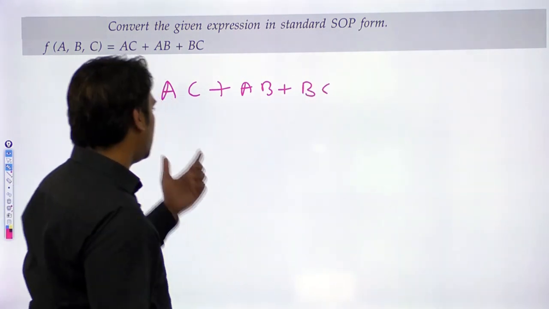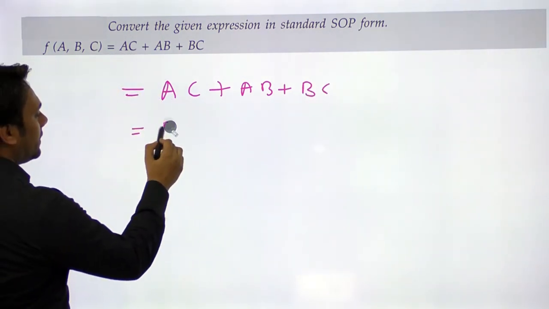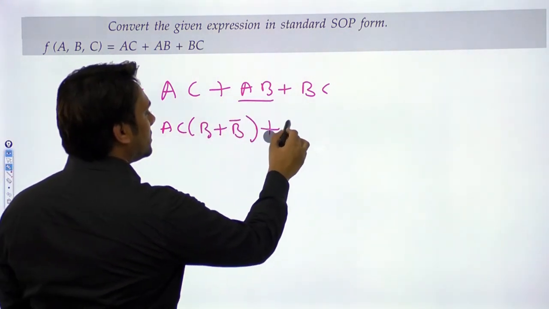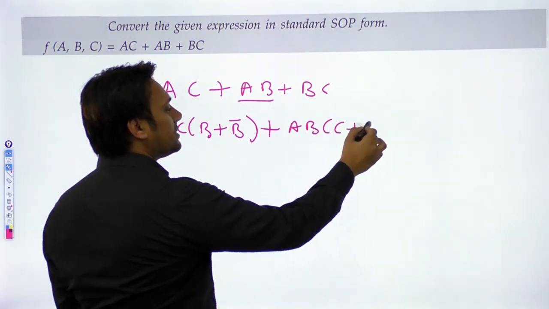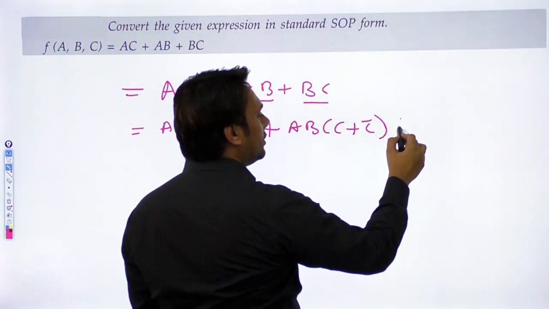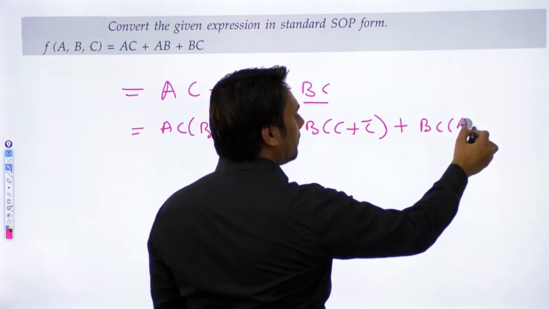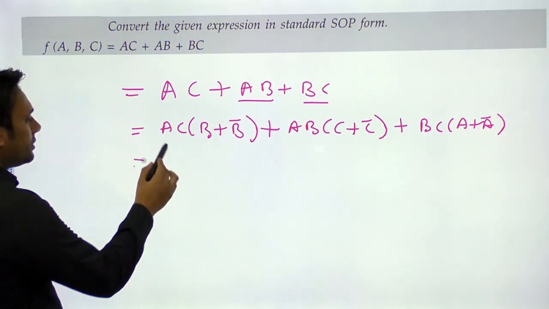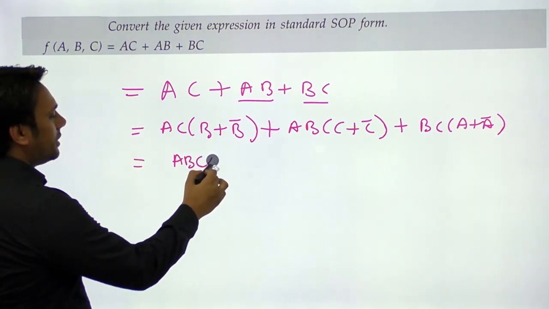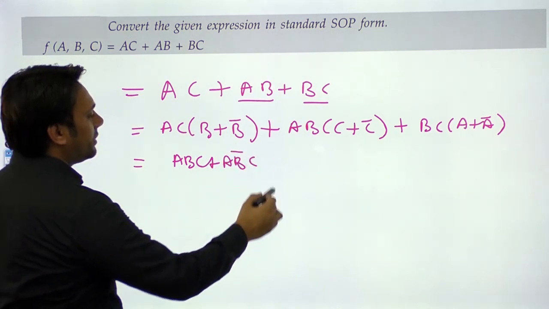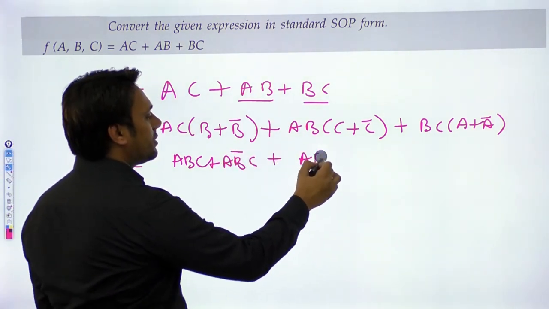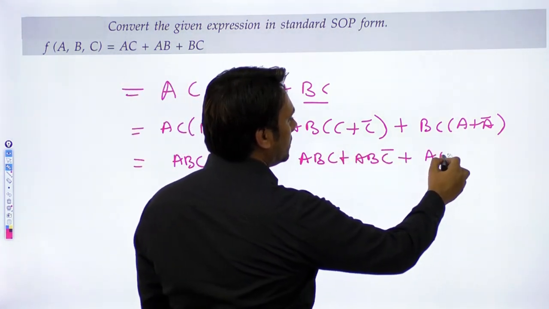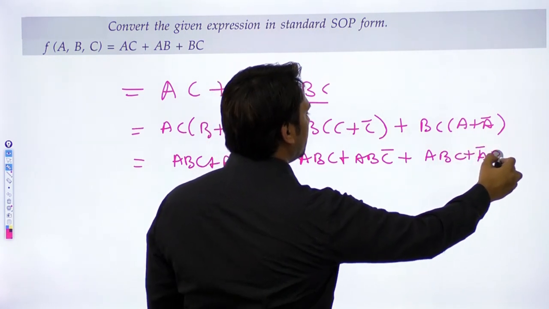Now I'm going to add here the variable B. I can say it is AC(B plus B complement). Here the variable C is missing, so it is AB(C plus C complement), and here the variable A is missing, so it is BC(A plus A complement). Okay. Now this is ABC plus AB complement C, plus ABC plus ABC complement, plus ABC plus A complement BC.